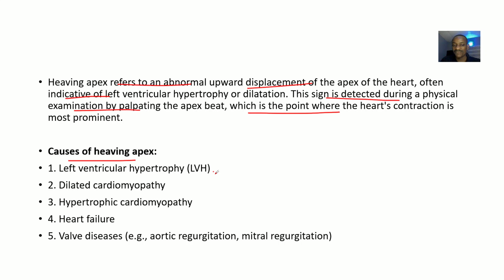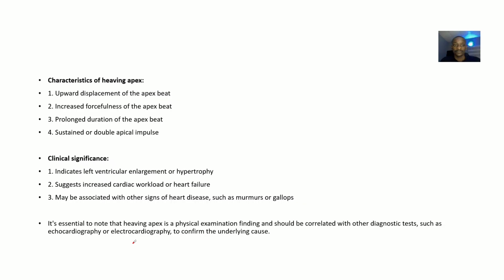We've mentioned left ventricular hypertrophy, but it's not limited to it, okay? If we say heaving apex, it could also mean another thing, like a dilated cardiomyopathy, hypertrophic cardiomyopathy. There could be a heart failure. There could be a valve disease, like aortic regurgitation, mitral regurgitation, and all the stuff, right? So now, what are the characteristics? How can you classify a heaving apex?